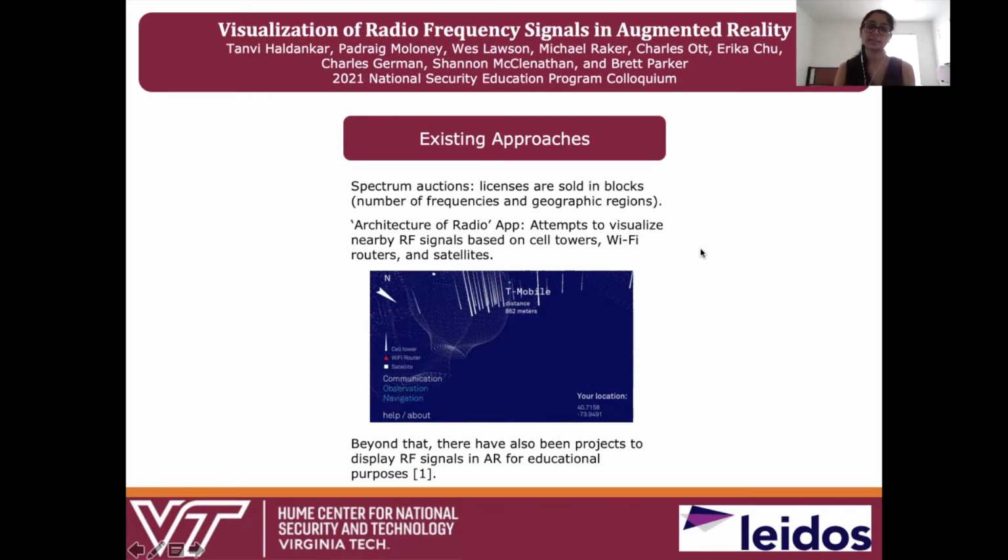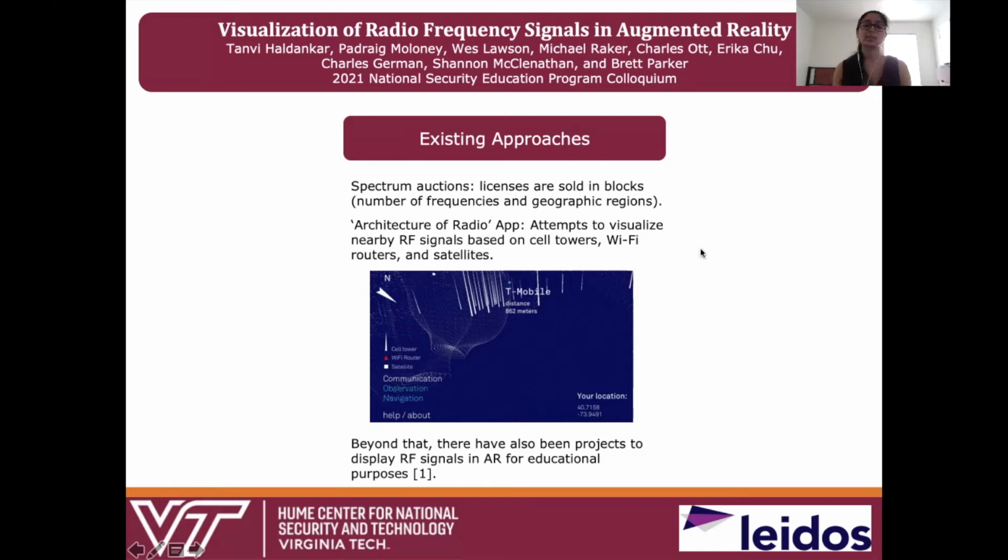Visualization of RF signals in augmented reality, or AR, has also been done in different contexts. One example of this is an application called the Architecture of Radio that attempted to visualize RF signals in the vicinity of the user. This app compiled information from multiple public datasets to find signals that came from wireless routers, cell towers, and even satellites. However, this app was really more of an artistic experience than a tool to measure nearby RF signals, because all of the waves that were displayed were calculated from a user's distance to these routers, cell towers, and satellites.